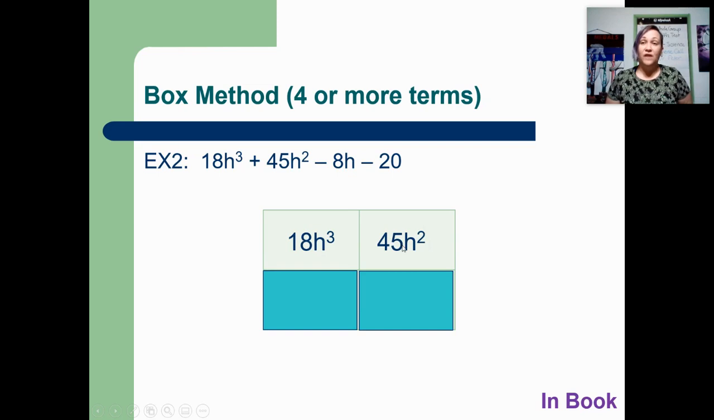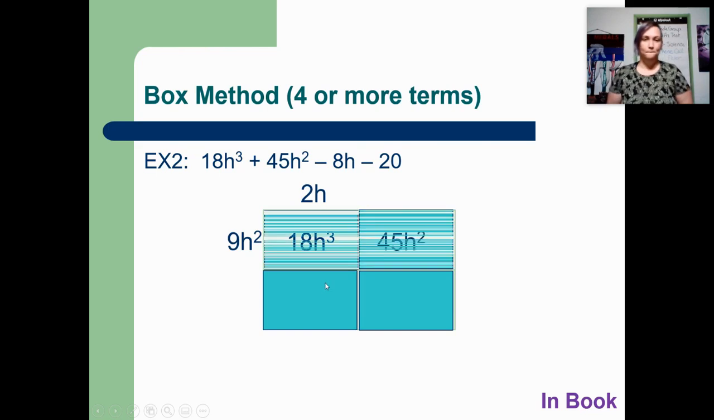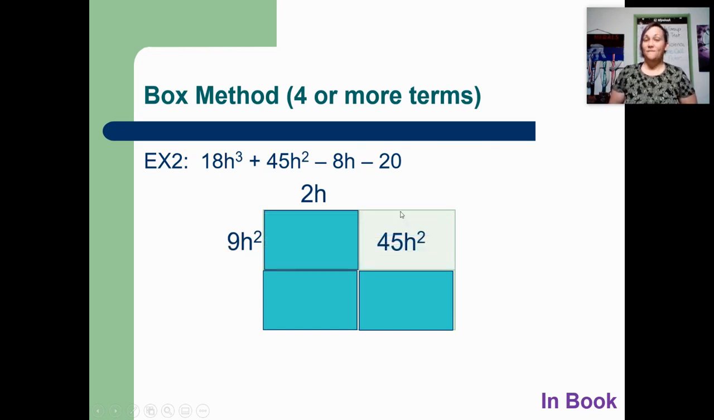Now for 18 and 45, again, we need to think of the biggest number that's divisible into both of them. So the biggest number that divides evenly into 18 and 45 is 9. Now, if you only took out a 3, you're going to run into some trouble towards the end of the box. So make sure you're taking out the largest number. All right. 9 times 2 is 18, and h squared times h is h to the third. So I'm going to write a 2h up here. 9 times 5 is 45, and I've already got my h squared.